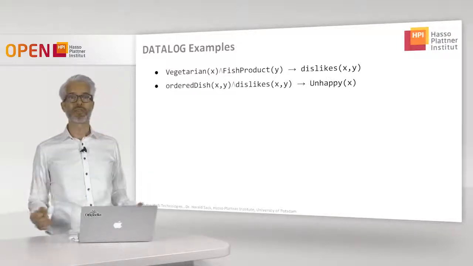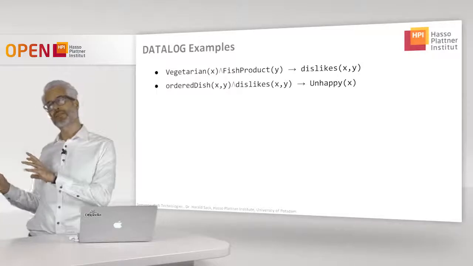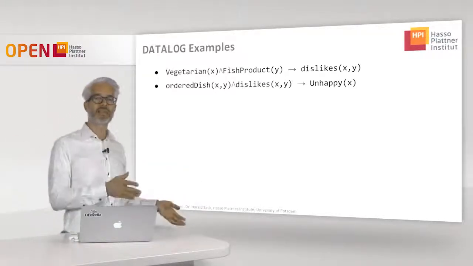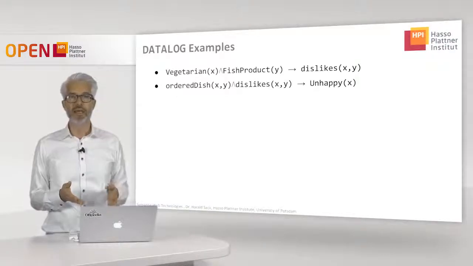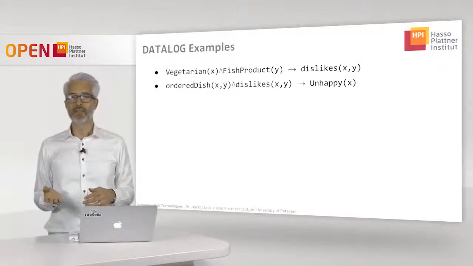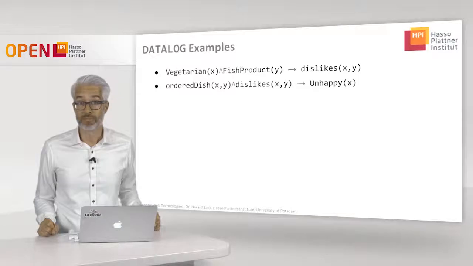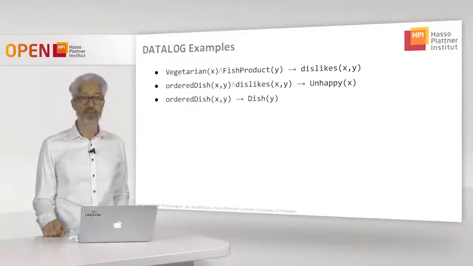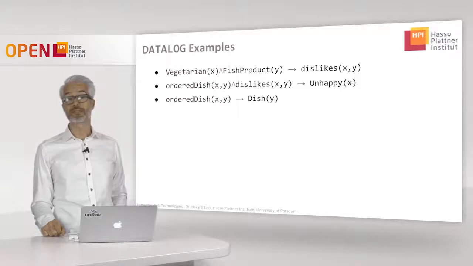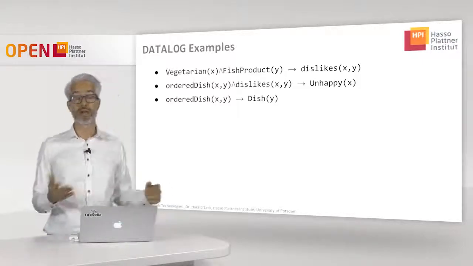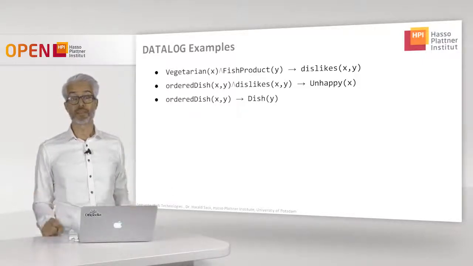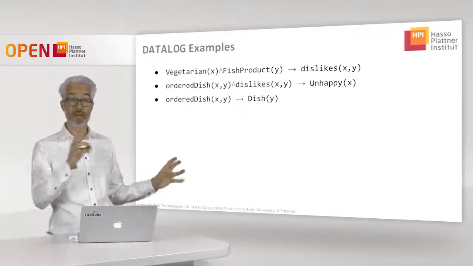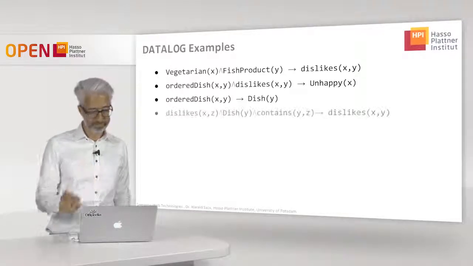The other way around. Here I can define a class with the help of two properties. So I can say, if X has ordered the dish Y and X does not like Y, then X is unhappy. So this is also nice. Let's have a look at the next example. I also can say, if X has ordered Y, then Y is a dish. So here we have defined a class simply with the help of a property.